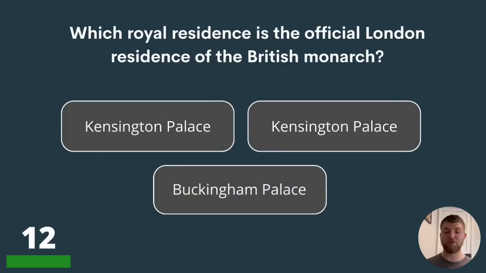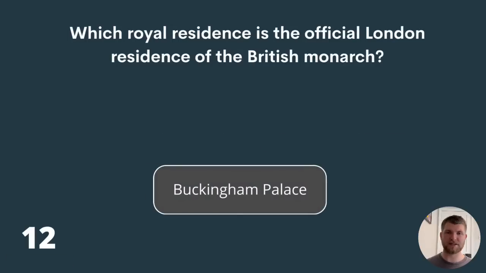12. Which royal residence is the official London residence of the British monarch? Kensington Palace or Buckingham Palace? The answer is Buckingham Palace.